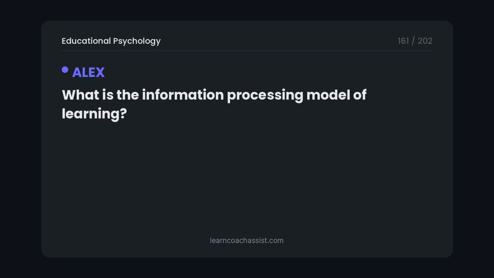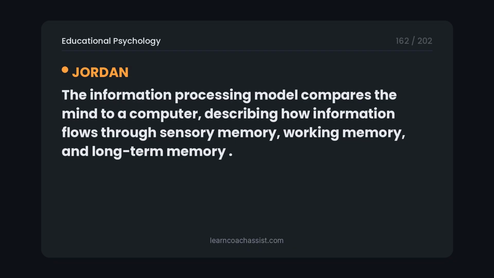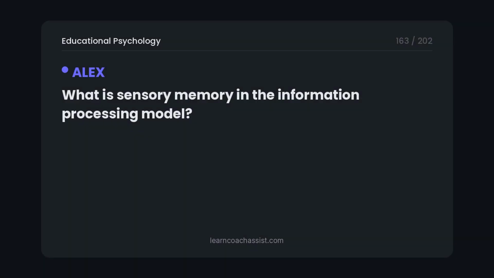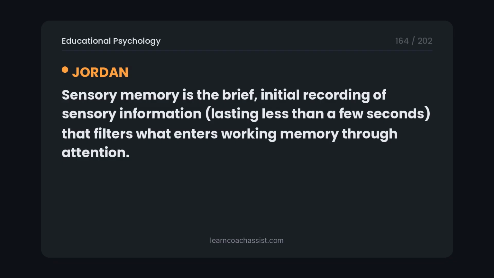What is the information processing model of learning? The information processing model compares the mind to a computer, describing how information flows through sensory memory, working memory, and long-term memory. What is sensory memory in the information processing model? Sensory memory is the brief, initial recording of sensory information, lasting less than a few seconds, that filters what enters working memory through attention.